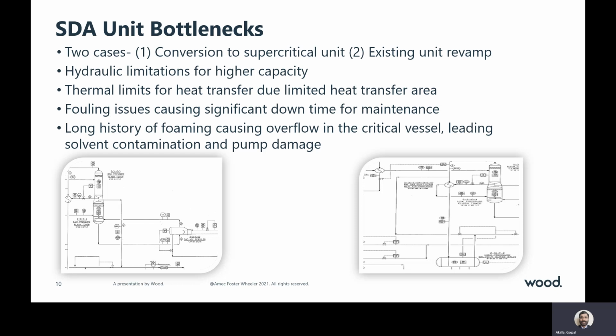Forstwiller conducted studies, and then it has identified two cases: conversion to supercritical unit, which is a case by itself, and the second one is revamping the existing unit as is with minor modifications. The common objectives for both cases are hydraulic limitations for the higher capacity, thermal limits for heat transfer, fouling issues causing significant downtime, long history of foaming causing overflow in the critical vessel leading to solvent contamination, pump damage.